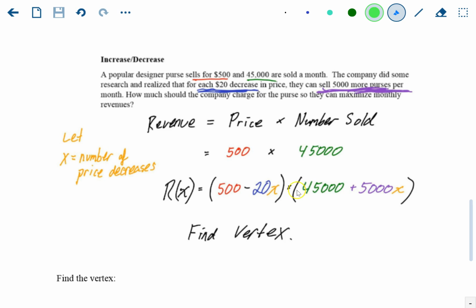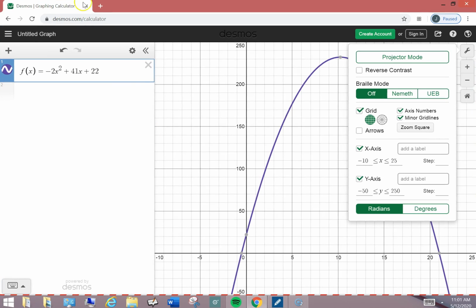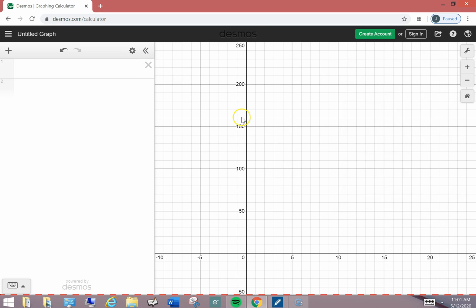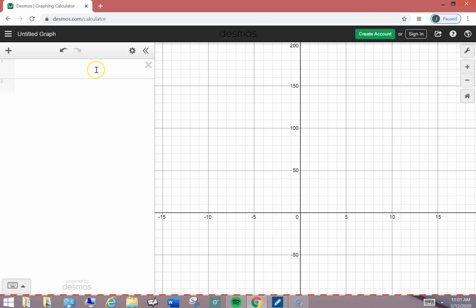We're going to graph this in Desmos. So 500 minus 20x times 45,000 plus 5,000x. You could type that exactly as you see it into Desmos. Okay, so let's do that. We'll get rid of this, we'll get rid of this, and we'll just try and center that.